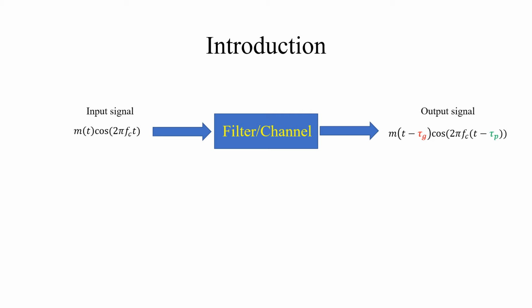I know this looks a bit complicated, but all you need to expect is that in general we will have two delay terms, namely tau sub g in the m of t term, which we will refer to as the group delay, and tau sub p in the cosine term, referred to as the phase delay. I know I'm skipping a lot of details here, but the purpose of this video is not to go too deep on why we would send such a signal through a channel, but to show how the channel affects the signal such that these delay terms are introduced. In other words, what are tau sub g and tau sub p?